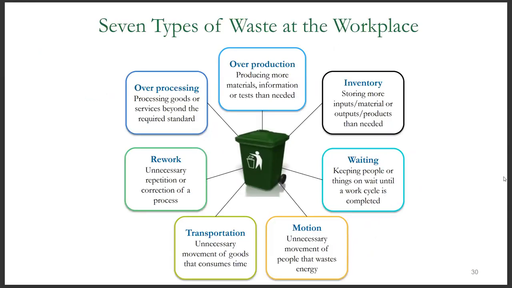Kaizen reduces 7 types of waste in the workplace. 1, overproduction occurs when we produce more output than needed. 2, inventory arises when we store more inputs or outputs than needed. 3, waiting. It is unnecessary wait of people or things until a work cycle is completed.